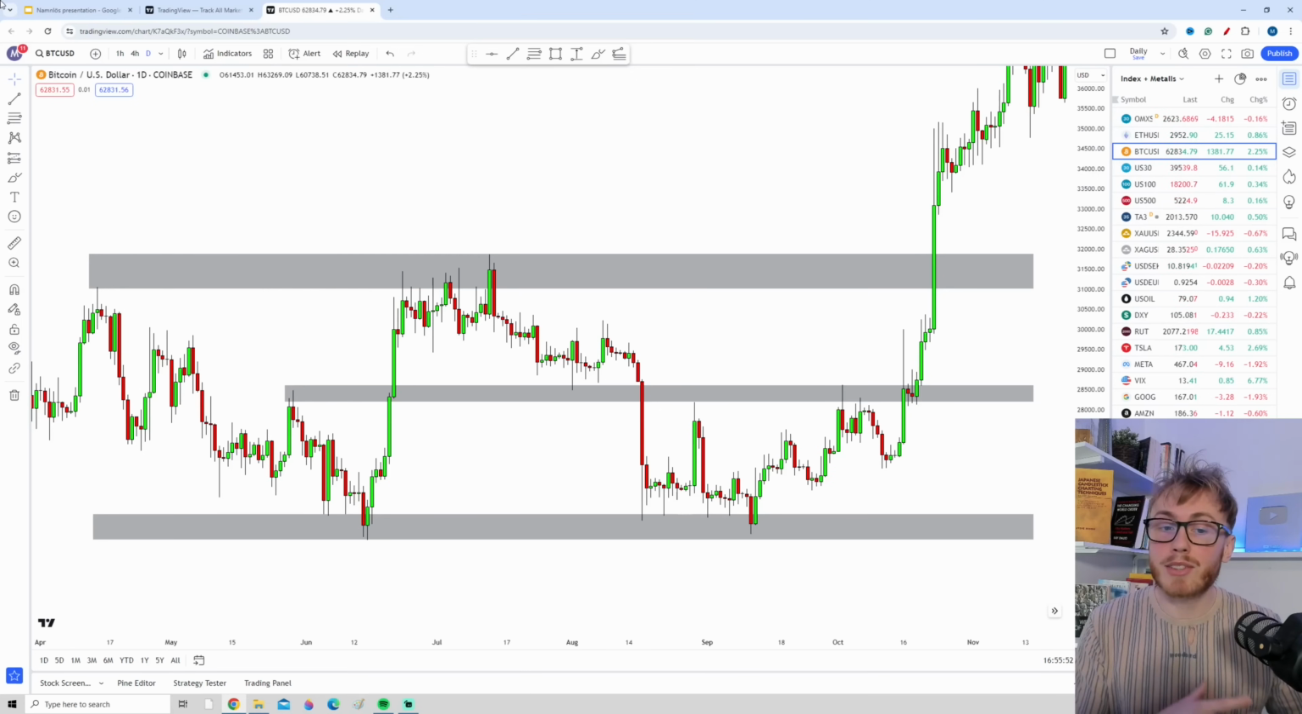All right, so now let's open up this chart in TradingView and see how these support and resistance levels played out.